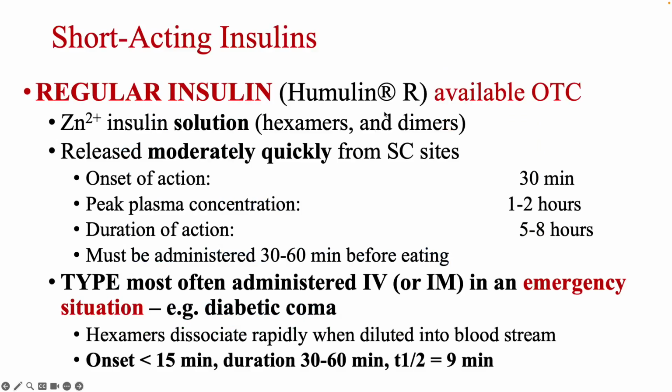The first insulin I want to talk about is the oldest one we have, good old-fashioned human regular insulin, which is just straight insulin that we've synthesized ourselves, and here it is. This insulin is available over the counter, and when you mix it with zinc ions, like I said before, it is able to form hexamers and dimers. It has a moderate onset of action of about 30 minutes and can last up to 8 hours.